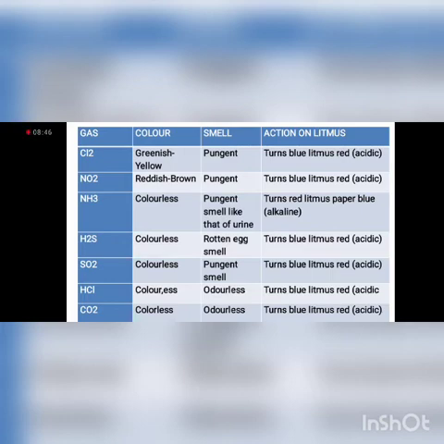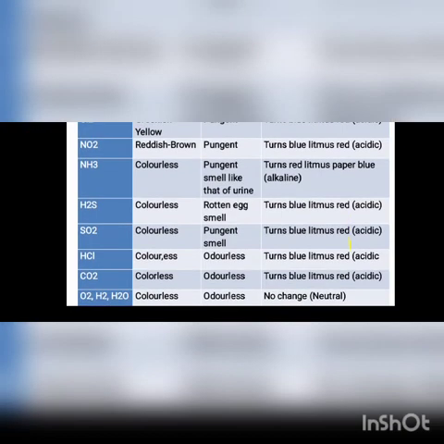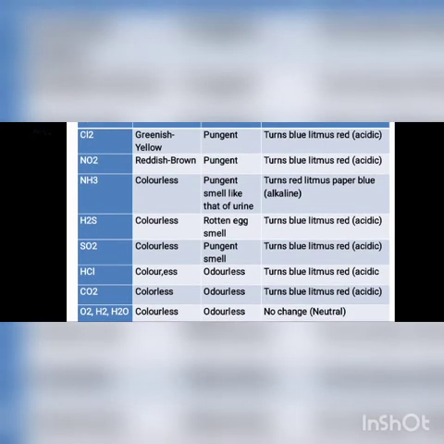It is acidic. We have sulfur 4 oxide. It's also colorless with a pungent smell. Turns blue litmus paper red. It is acidic. So hydrogen chloride is colorless, odorless, but turns blue litmus paper red. It is acidic. Carbon 4 oxide is colorless, odorless, turns blue litmus paper red. Oxygen, hydrogen, water, they are colorless, odorless, and they have no action on litmus paper.